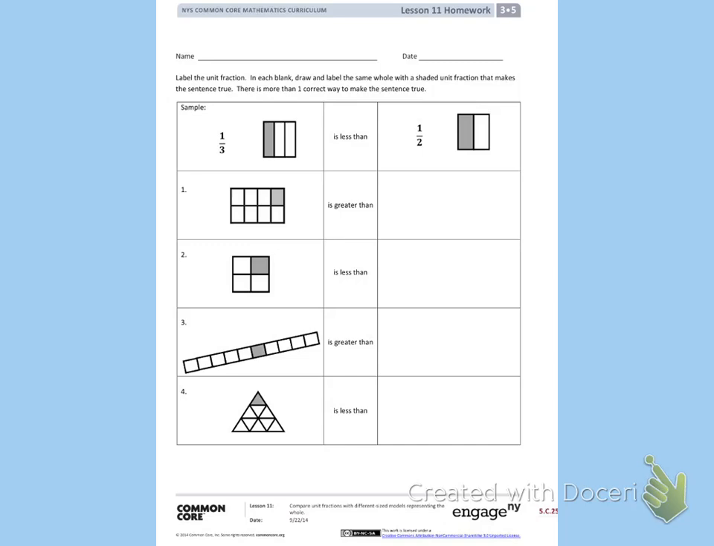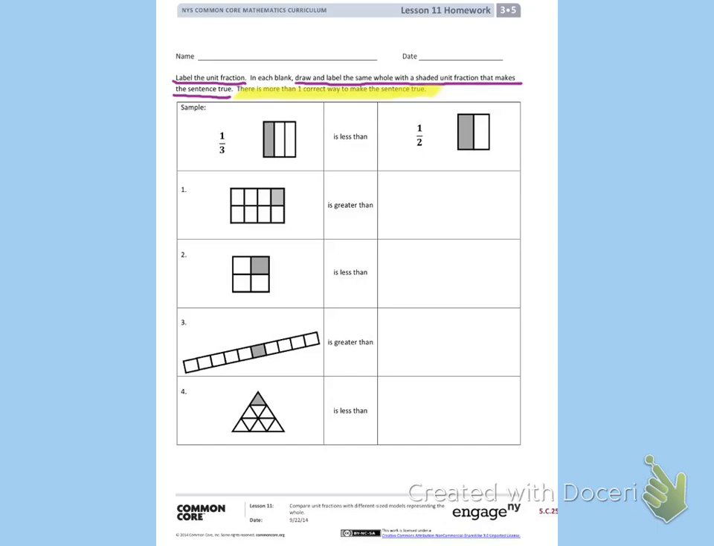I'll go ahead and underline the important details in the directions. Label the unit fraction. Draw and label the same whole with a shaded unit fraction that makes the sentence true. I'm going to highlight the last sentence: there is more than one correct way to make the sentence true. The reason I highlighted that is to remind myself that the answer I put may be different from the answer one of my classmates puts, because there is more than one correct way to make the sentence true.